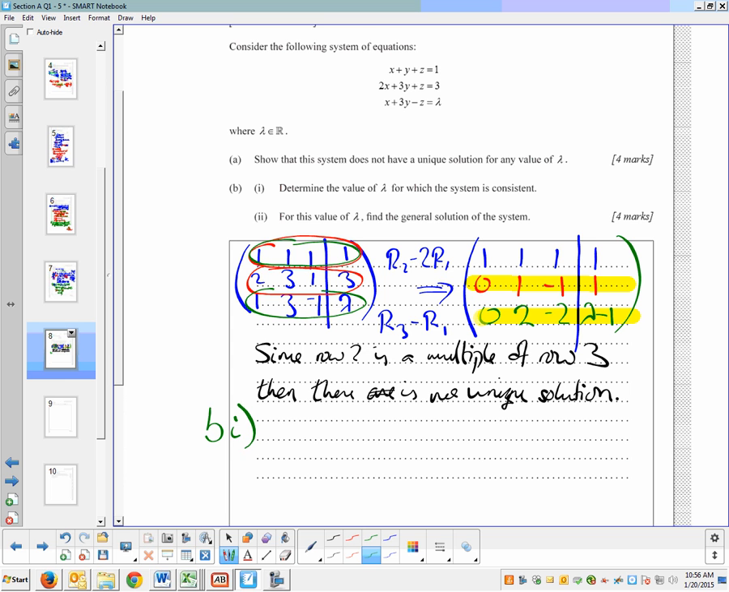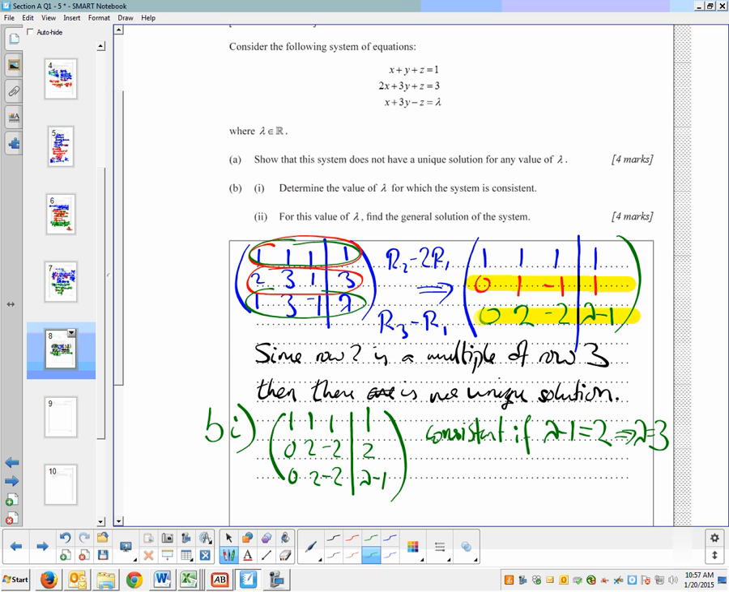Part B, part 1, says determine the value of lambda for which the system is consistent. So I need to do a little bit more than what I've done there. I'm going to double row 2 from before. 1, 1, 1, 1, 0, 2, minus 2, 2, 0, 2, minus 2, 2 lambda minus 1. So it's consistent if lambda minus 1 is the same as 2, i.e. that lambda equals 3. So that's that mark.